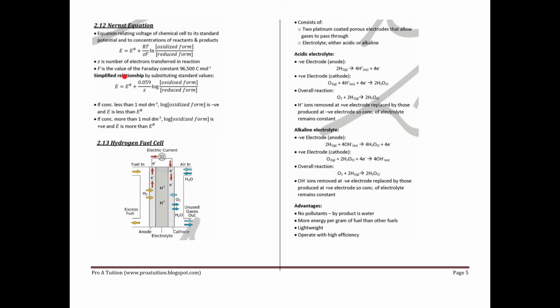After recalculating the new E with the concentration that is not 1.0. So if the concentration is 1.0, you look at the data booklet. If the concentration is not 1.0, you recalculate the E and make the decision again. Choose the one that is more positive.